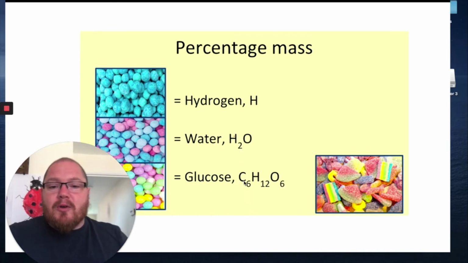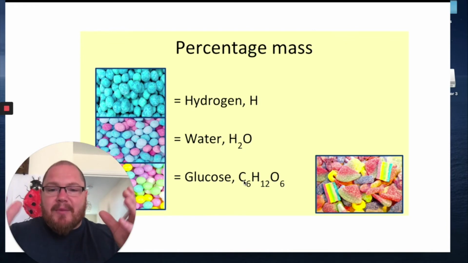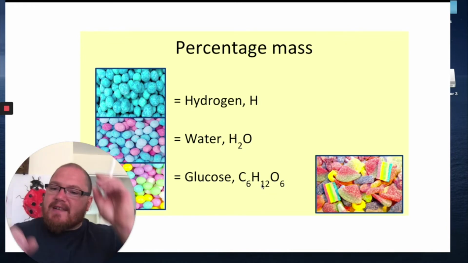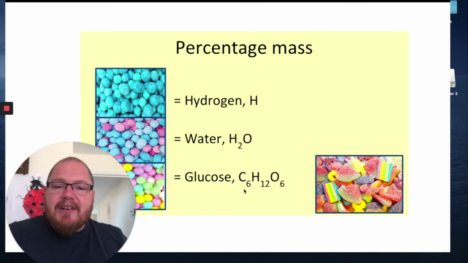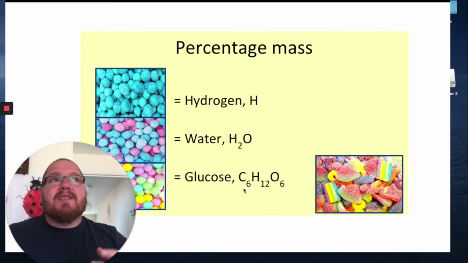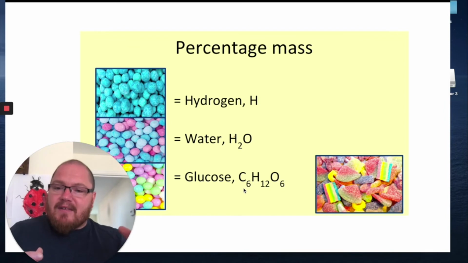Let's look at glucose there. You've got 6 carbons, 12 hydrogens, and 6 oxygens. Now, carbon's got a mass number of 12, and oxygen's got a mass number of 16, so they're quite heavy elements. But then I've got 12 of these little hydrogens. So it's interesting to know how much of something makes up something else, if that makes sense.